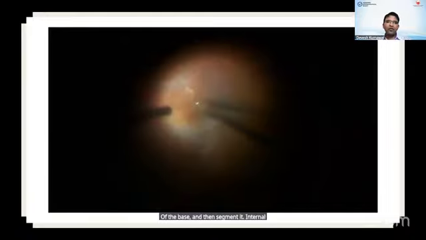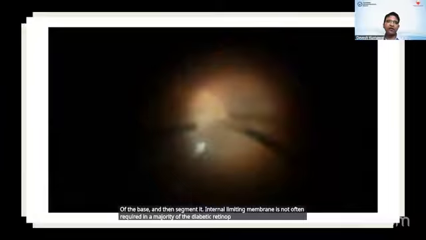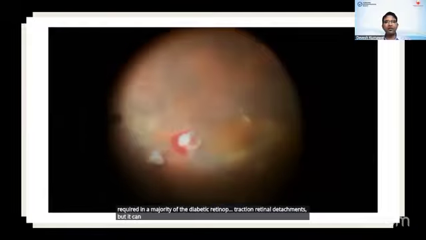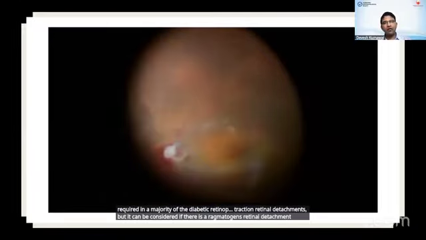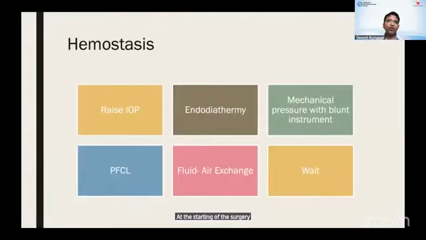Internal limiting membrane peeling is not often required in the majority of diabetic traction retinal detachments, but it can be considered if there is a rhegmatogenous retinal detachment and there is an obvious epiretinal membrane present at the start of the surgery. So how do you achieve hemostasis in diabetic traction retinal detachments?